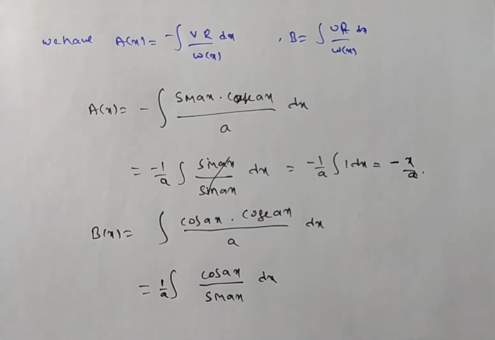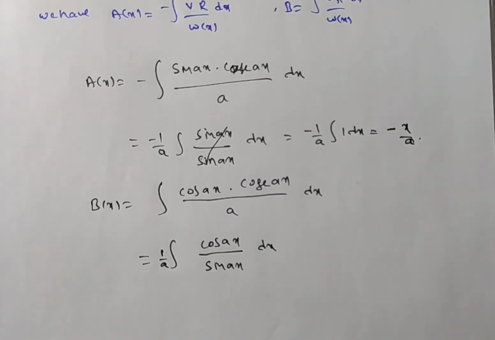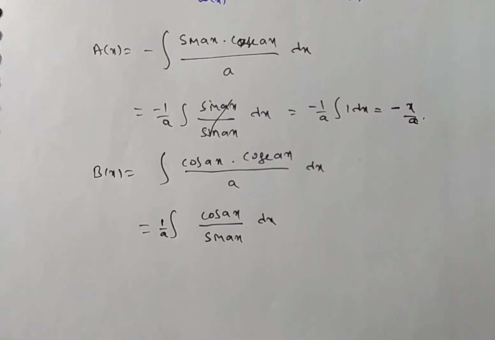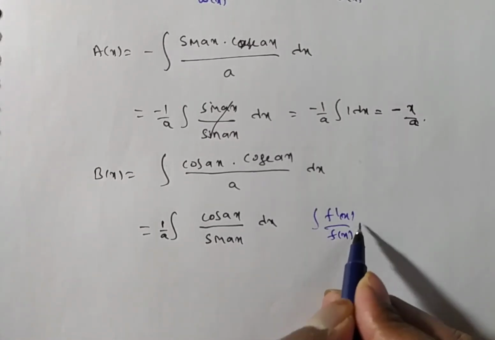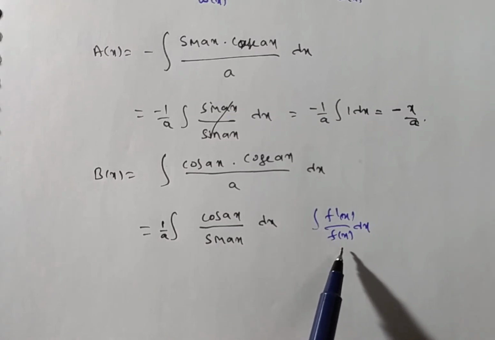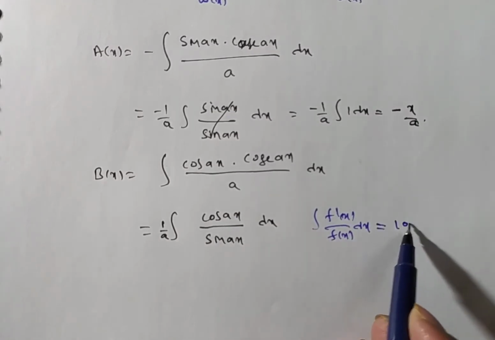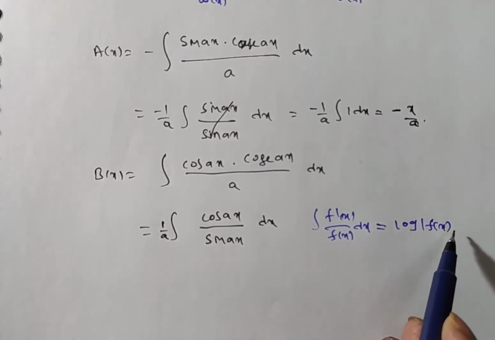Friends, you see this integrand contains a numerator and denominator. Whenever the integrand contains a numerator and denominator, we have to remember the formula: integral of f dash of x by f of x dx. Nothing but, if the denominator's derivative is in the numerator, then we will write log of the denominator.